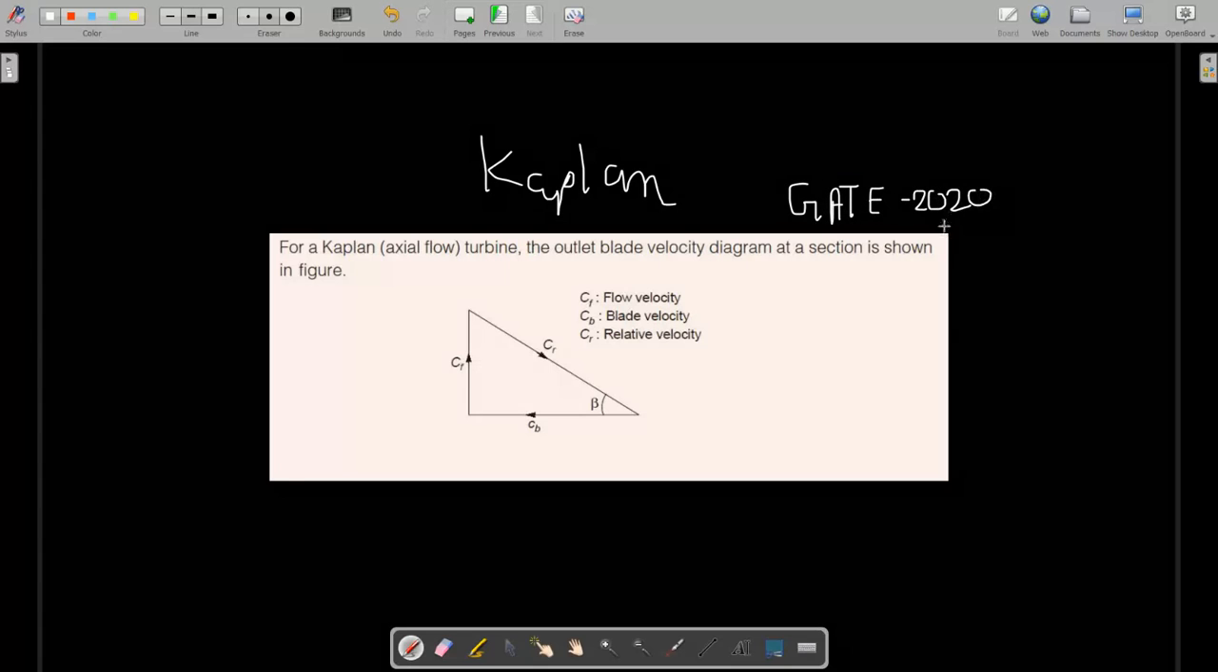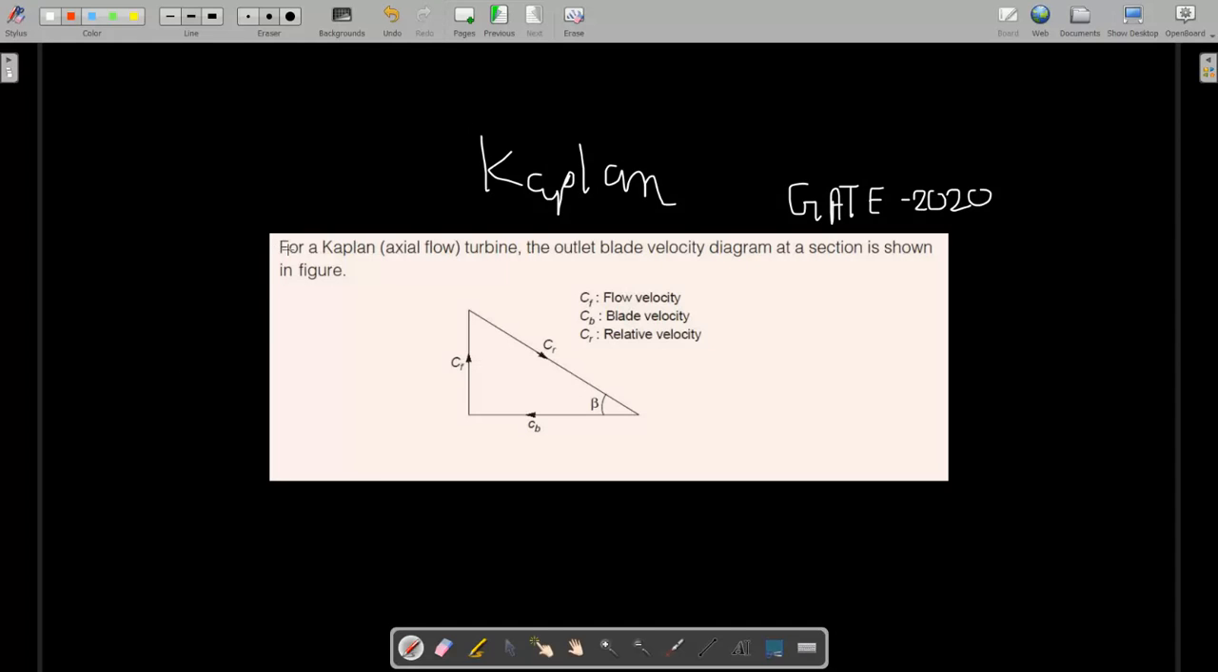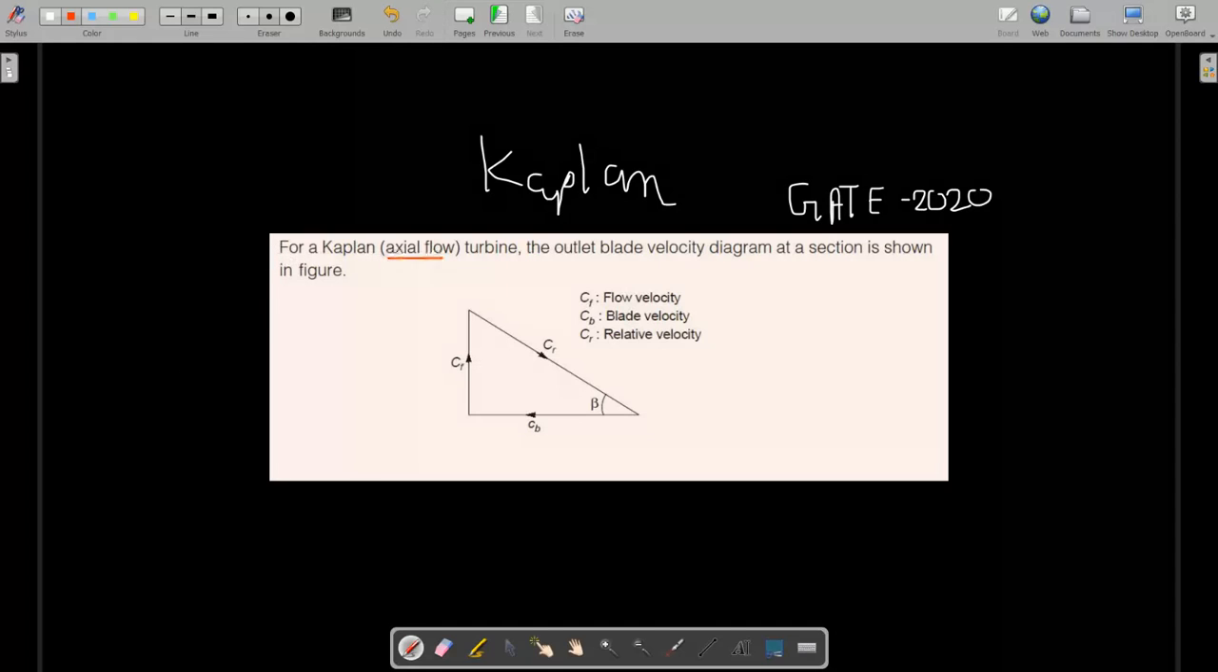If you know, then it is a very easy question, and if you don't know some fundamentals and some thumb rules, it will be very difficult for you. So the question is, for a Kaplan turbine, axial flow turbine, the outlet blade velocity diagram at a section is shown in figure.